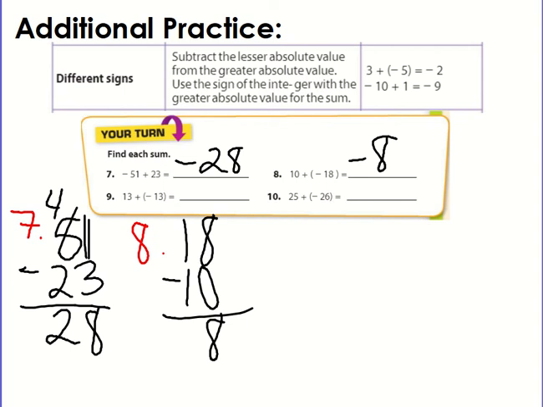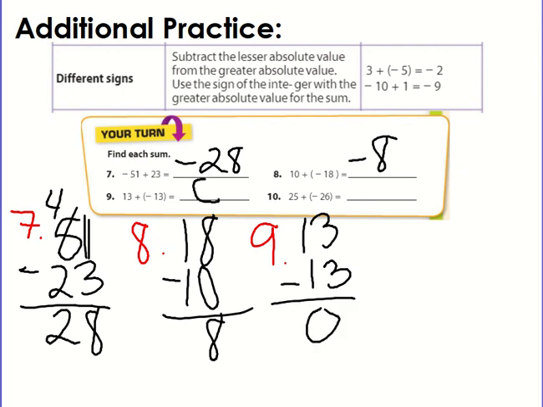Okay, so here's number 9. The absolute value of positive 13 is 13. The absolute value of negative 13 is also 13. So we just take 13 take away 13, and we get 0. Since 0 does not have a positive or a negative symbol to it, it's just 0. That's like having $13 and spending all of it, so that's why we end up with 0 and not 26 or negative 26.